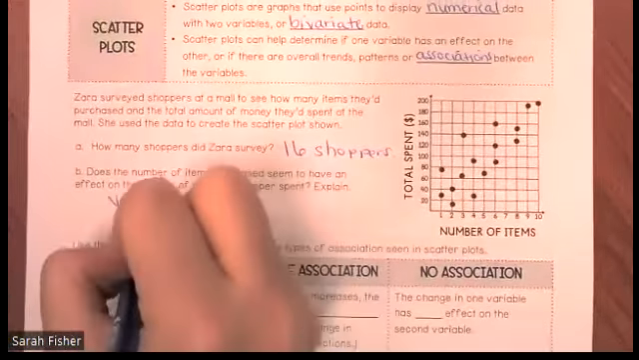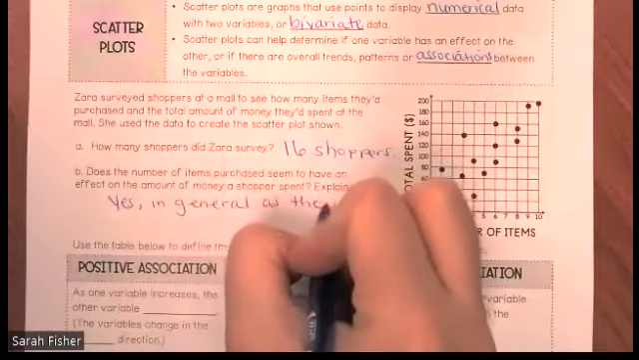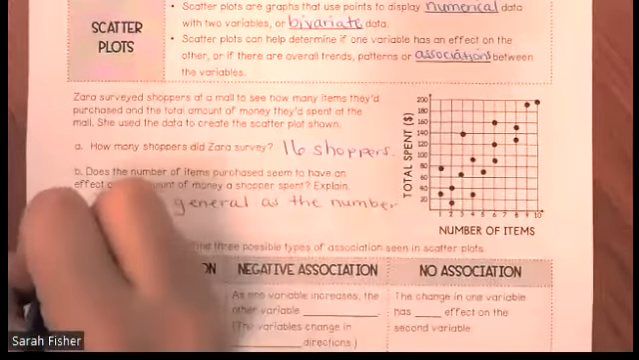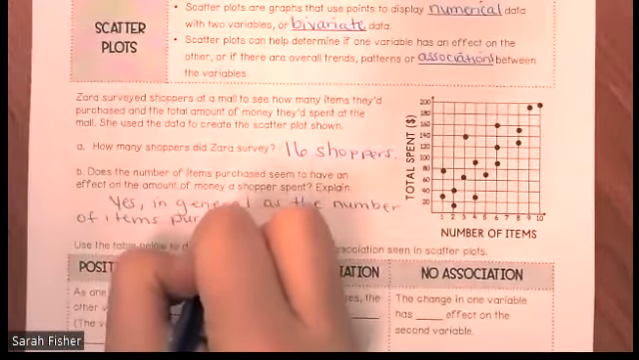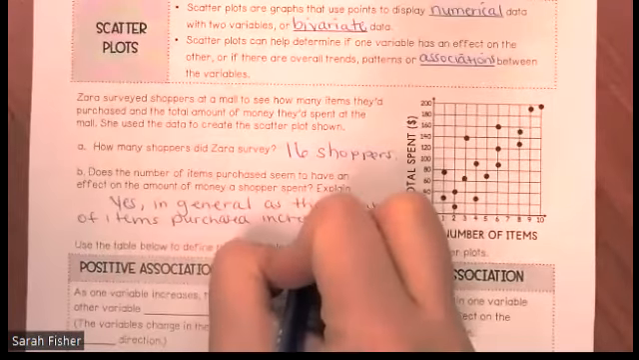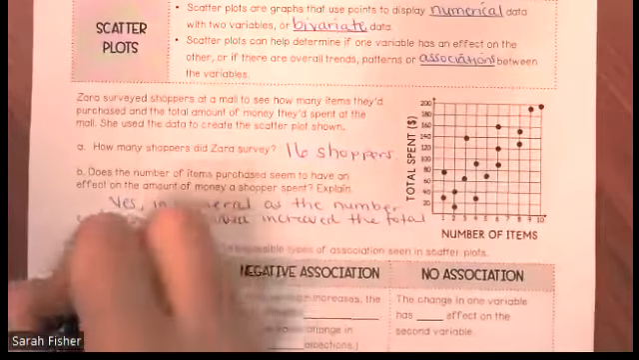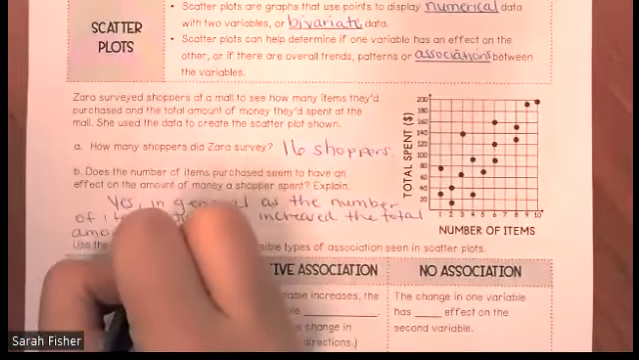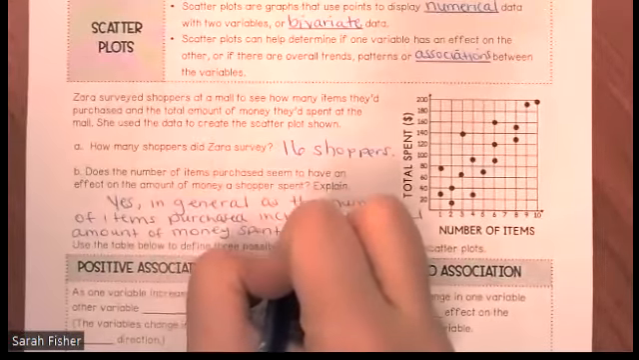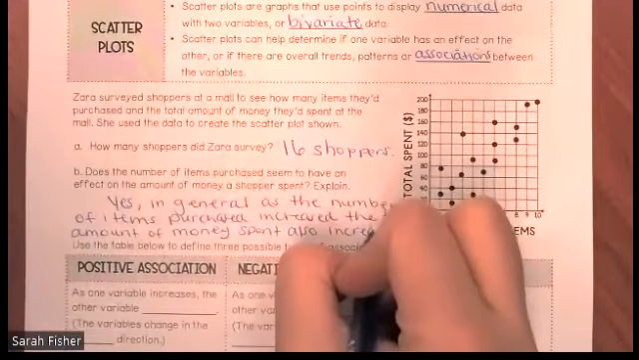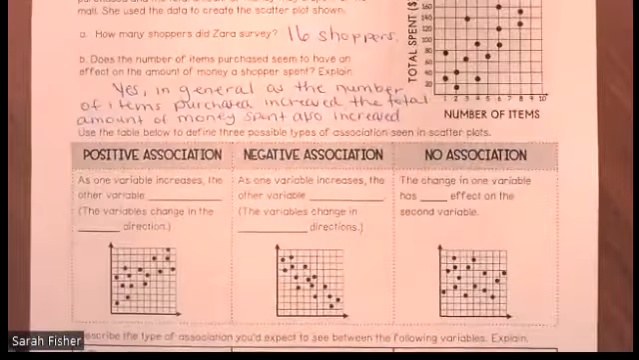So does the number of items purchased seem to have an effect on the amount of money a shopper spent? Yes. In general, as the number of items purchased increased, the total amount of money spent also increased. Okay, moving on.